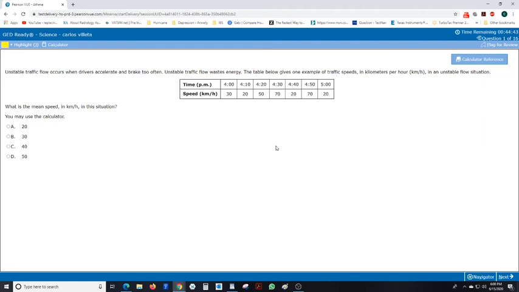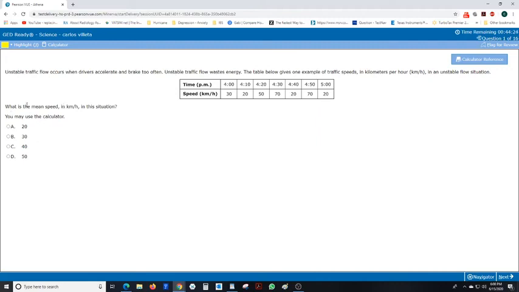Accelerate and brake too often. Unstable traffic flow wastes energy. The table below gives one example of traffic speeds in kilometers per hour in an unstable flow situation. All right, so you don't really need that information. You go straight to the question.